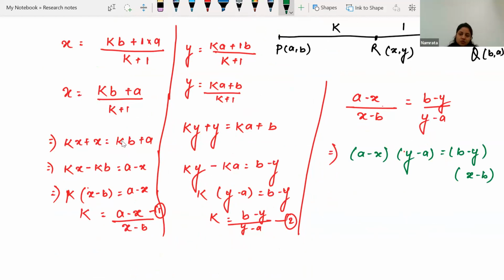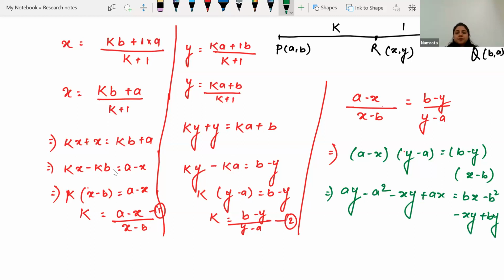Let's open it by applying the distributive property. So we will have ay minus a square minus xy plus ax. And on the other side, applying the distributive property, we will have bx minus b square minus xy plus by. Is it clear so far?